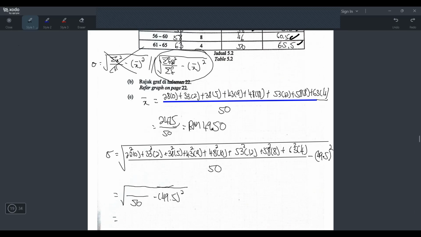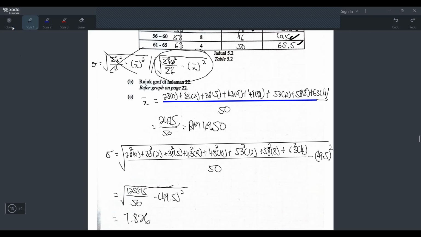Okay, so now I'll press everything above here now. So let's press 28 square times 0 plus 33 square times 2 plus 38 square times 5 plus 43 square times 9 plus 48 square times 10 plus 53 square times 12 plus 58 square times 8 plus 63 square times 4. 125575. Now I will press answer divide 50 minus bracket 49.5 square equals and then square root answer. 7.826. I always write 4 significant figures.